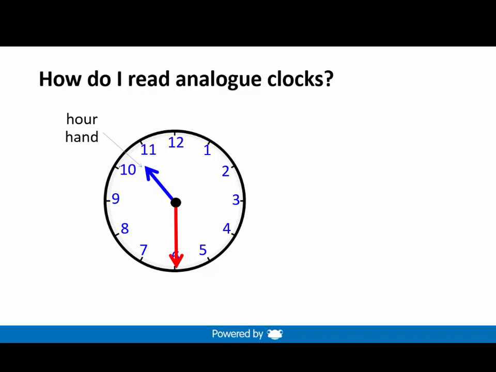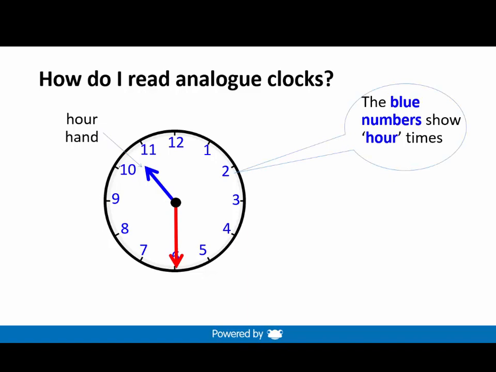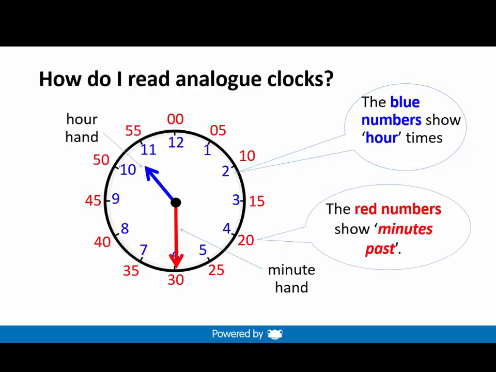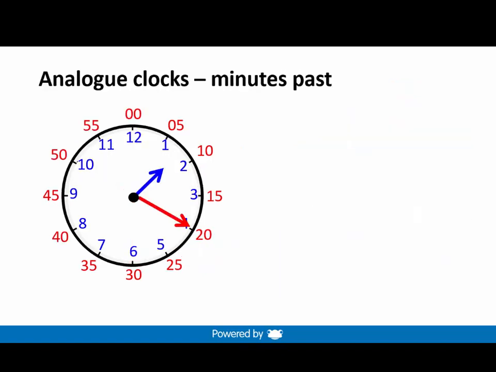We have an hour hand, which moves around the clock in a clockwise direction, pointing to the blue numbers, which show what hour it is. Then we have the red minute hand here, which also moves around the clock in a clockwise direction, showing us how many minutes past the hour we have. It points to the blue numbers, but these mean 0, 5, 10, 15, 20, 25, 30, 35, 40, 45, 50, and 55, and show us minutes past.